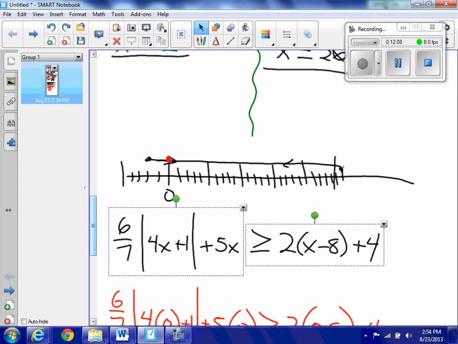So that's kind of a long problem, but it encompasses many things, and certainly if you can do that, you're going to be in really great shape.